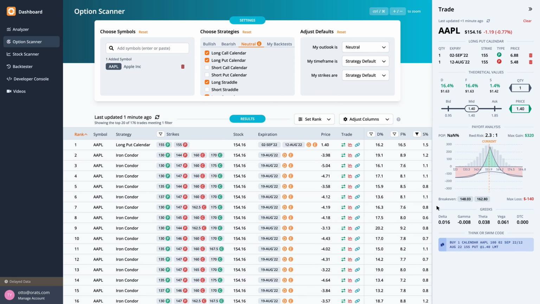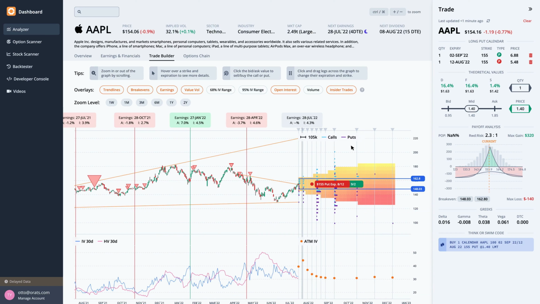Next, let's look at this trade in the Trade Builder. Over the last month, the stock price rose 11.4%, while the 30-day implied volatility fell 4.2%. The average slope of the trendlines is positive. The heat map on the right side of the graph is green where volatility and slope are undervalued, and red where they are overvalued. In this case, short-term IV and slope are neutral, while the long-term is overvalued.